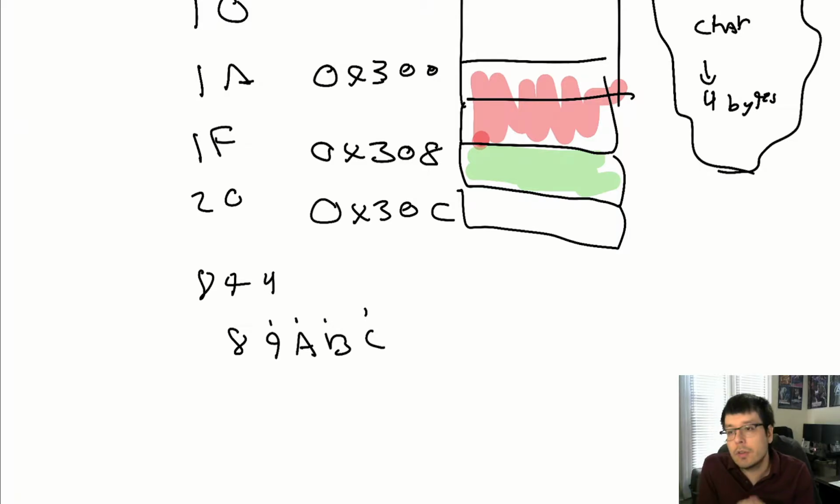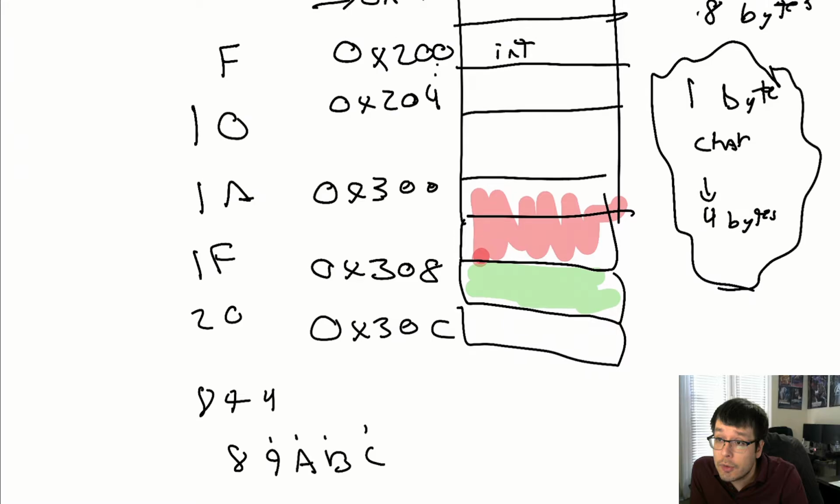The computer goes to the lobby, which is the operating system, and says, hey, I would like to have a space for an integer. And then you get a key with a room number. That room number is going to be the address, which is going to be these numbers here in hex.